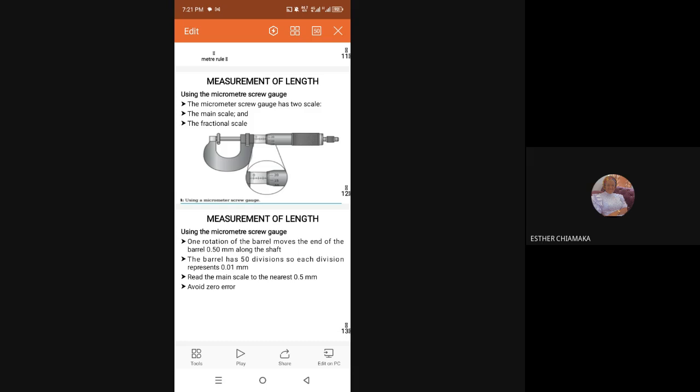Are you sure you are following this? I said in mm, the smallest reading 0.1. How many decimal places is that? 0.1 is how many decimal places? 1. Okay, 2.